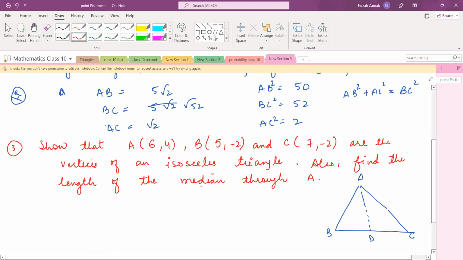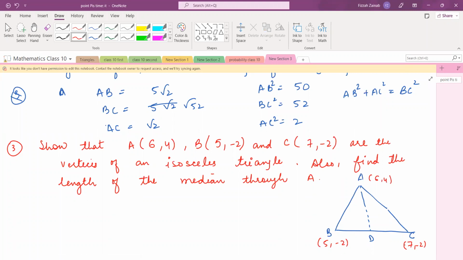So also find the length of the median through A. So you have to find the length of AD also. So all these coordinates you have, right? This is 6 and 4. And this is 5 and minus 2. This is 7 and minus 2. So to find AD, you have to know the coordinates of D, right? Yes, ma'am. Okay.